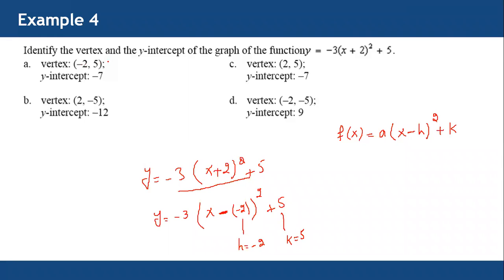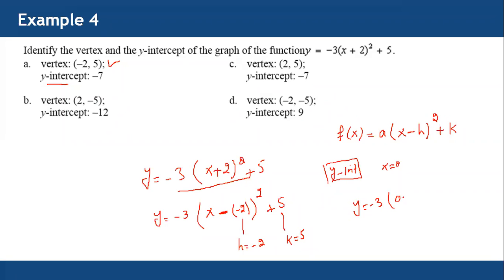Minus 2 and 5. Okay, first one, minus 2 and 5. What about the y-intercept? You know that the y-intercept is the value of y when x is 0. So put x equal to 0 in this equation.